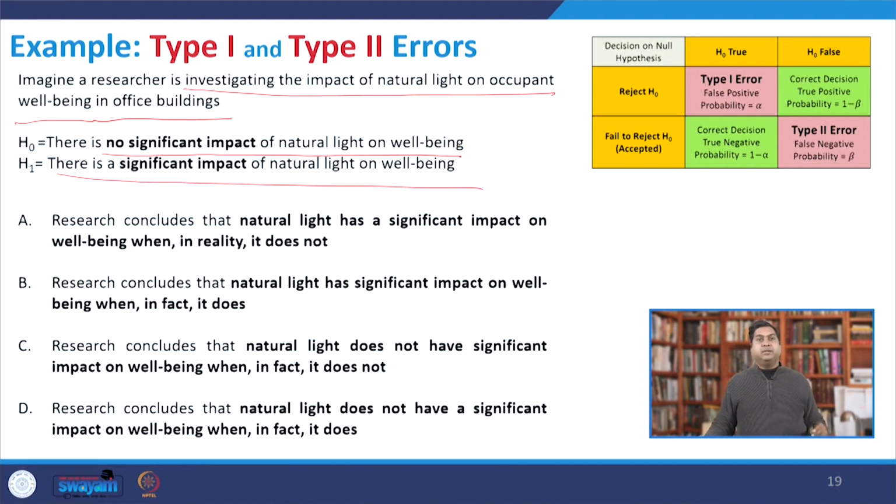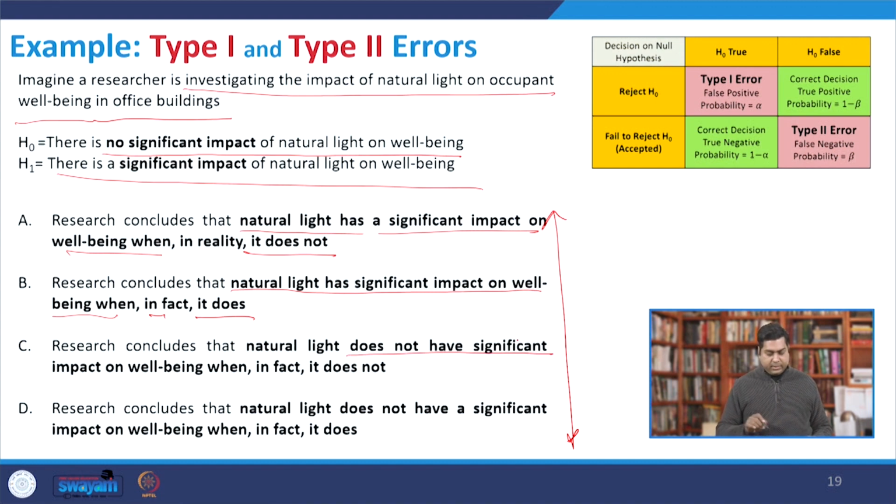Now, out of your analysis, four possible statements can be made. Statement 1: the researcher concludes that natural light has a significant impact on well-being, but in reality it does not. Second: natural light has a significant impact on well-being, and in fact it does. Third: natural light does not have any significant impact on well-being, and in fact it does not.